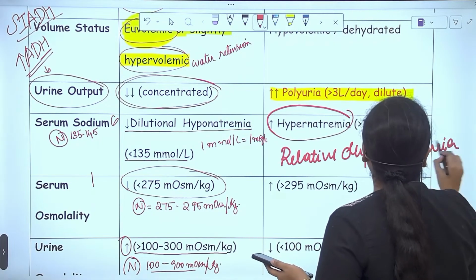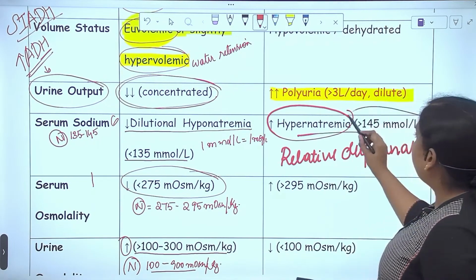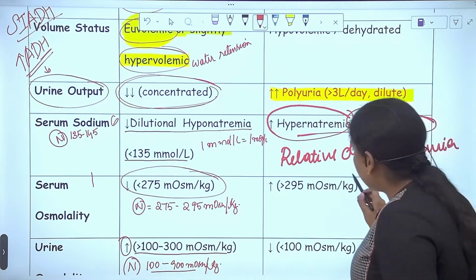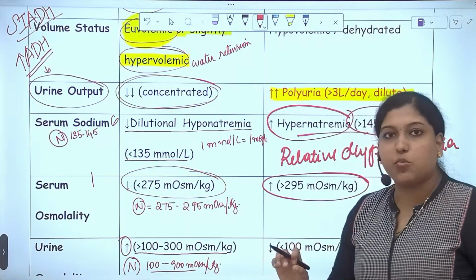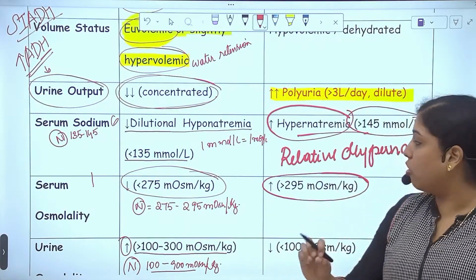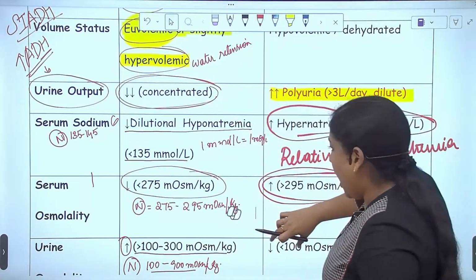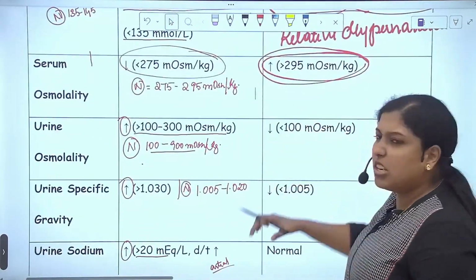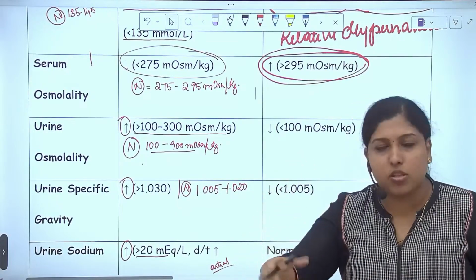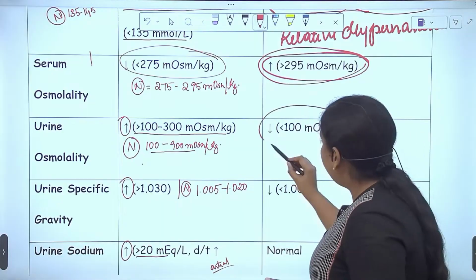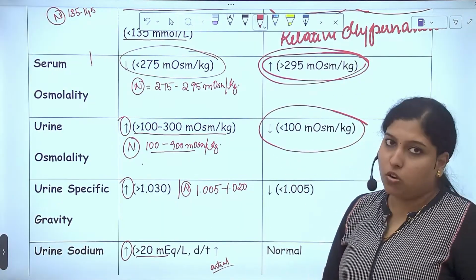Relative hypernatremia, right? So it will be greater than 145 millimole per liter. And what about the serum osmolarity? The serum is very much concentrated because of the excessive fluid loss. So ultimately the serum osmolarity is going to be reduced. And what about the urine osmolarity? Urine is very much dilute. More amount of urine is going. Polyuria is there. So obviously what will happen? There will be very reduced amount of urine osmolarity.